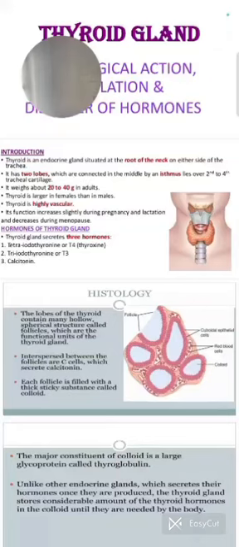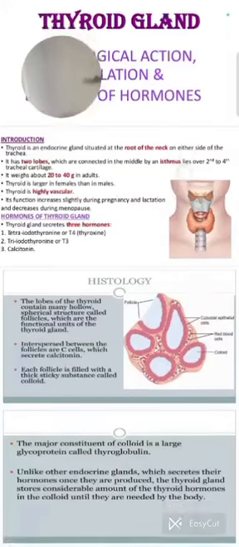Let us see about the hormones which are secreted by the thyroid gland. The thyroid gland secretes three hormones: T4, also known as thyroxine or tetraiodothyronine; T3, or triiodothyronine; and calcitonin.